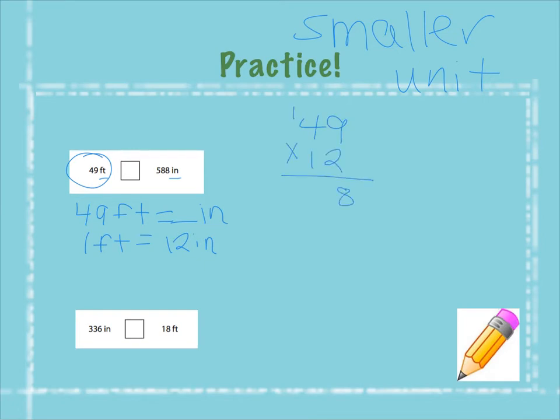9 times 2 is 18. 2 times 4 is 8. Plus 1 more is 9. 1 times 9. 1 times 4. Okay, so I have 588 inches. So I go back over here. 588 inches. And would you look at that? They are exactly the same. So that means that I would need to input an equal sign.